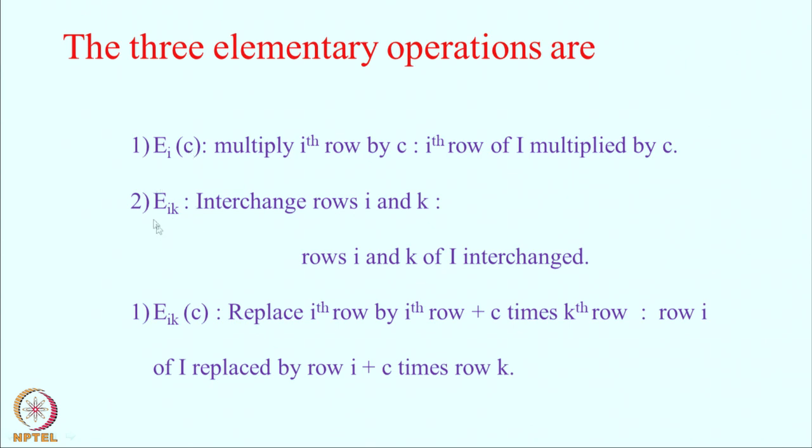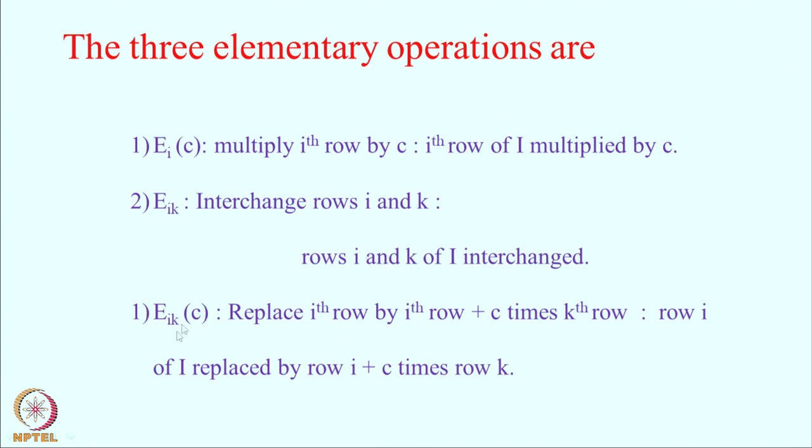The second elementary operation is, suppose I want to exchange rows I and k of a given matrix. To exchange rows I and k, what do I do? I go to the identity matrix, exchange rows I and k of this identity matrix, and then multiply this exchange identity matrix onto my original matrix. So, this is my second operation, exchanging rows of a given matrix.